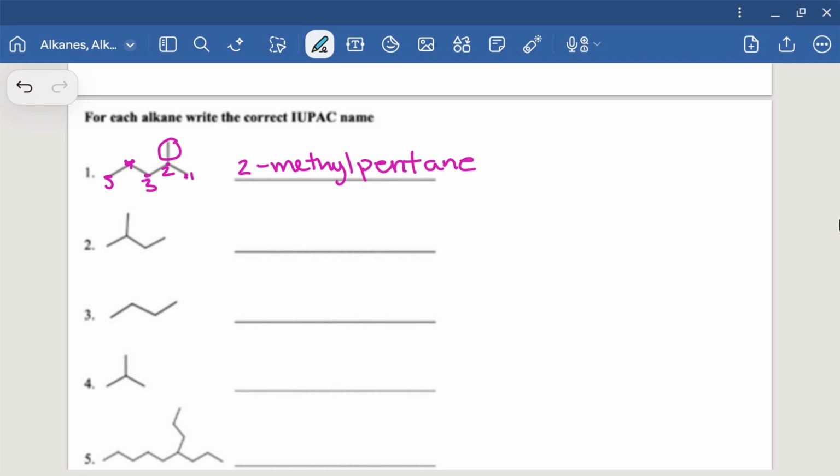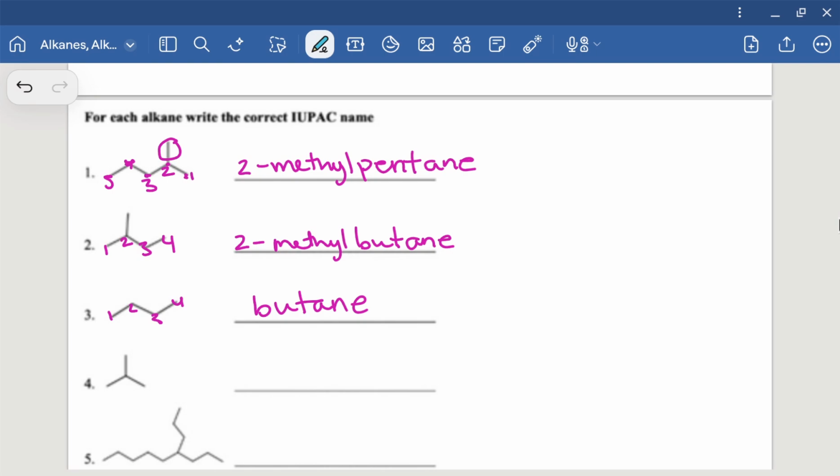The next one, I'm going to number from left to right to give the smallest methyl group on carbon 2 once more. So this would be 2-methyl, and then 4 carbons would be but, and then ending in ANE for all single bonds. This next one, number 3, we don't have any side groups. It's just 4 carbons, 1, 2, 3, 4, and this would just be butane.